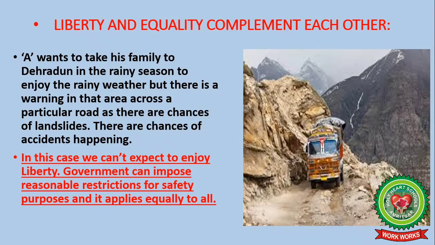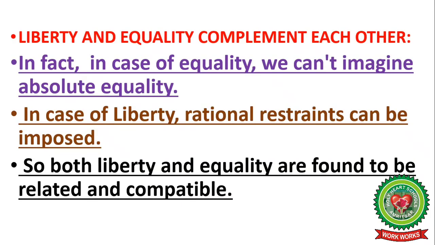Now, in this case, A wants to enjoy with his family. This is liberty, but government can impose restrictions because there are chances of landslides. But this restriction is equally applicable on all. So, liberty and equality are complement to each other. They are equally applicable on each other. So, in fact, in case of equality, we can't imagine absolute equality.